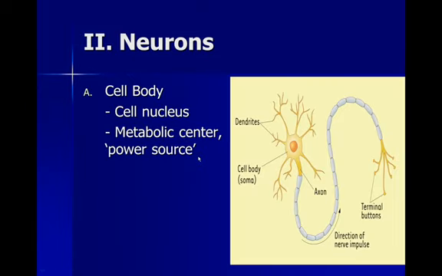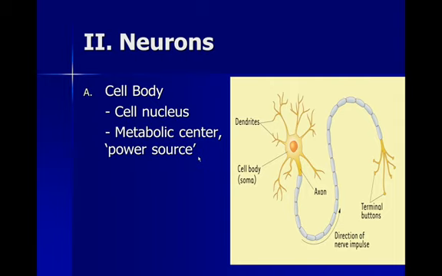So let's get into talking about the specifics of each of these individual parts of a neuron. The cell body is just like any other cell body from any other cell. It contains a cell nucleus, which is, of course, the metabolic center or power source of the cell. So a variety of things are going to occur in that cell body. Mostly it's just keeping the cell functioning.